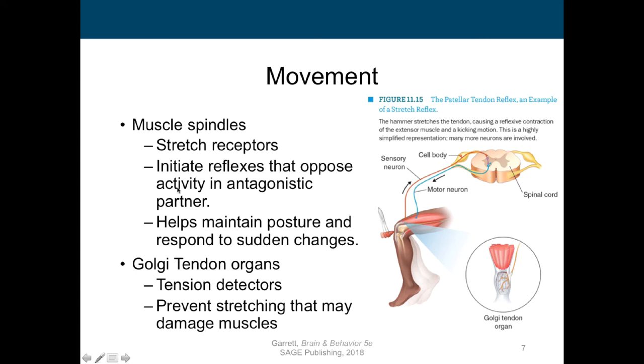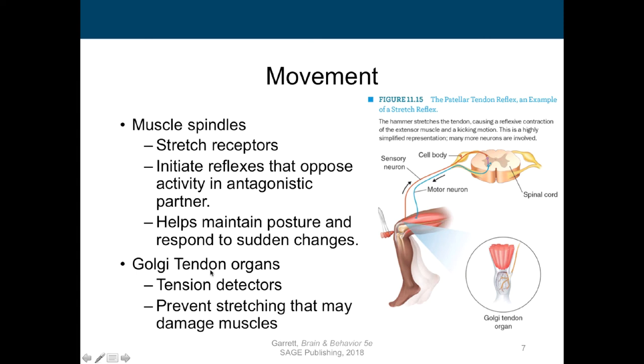So they don't actually do anything to the muscle that they're in, but they will send out a signal that is going to oppose activity in the antagonistic partner muscle. They help maintain posture and they respond to sudden changes. And we'll see that the muscle spindle is involved in your knee-jerk reflex, also known as the patellar reflex.